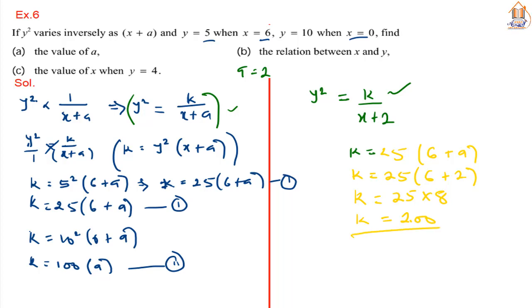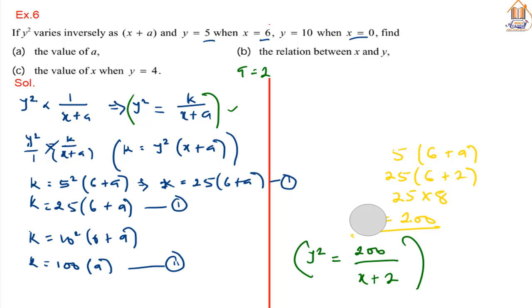Now, if I have gotten the value of k to be 200, we can find the relation between x and y. The relation between x and y will now be y squared is equal to 200 all over x plus 2. Therefore, this is the relation between x and y, which solves the b part of the question. Now, let's go to the c part of the question.